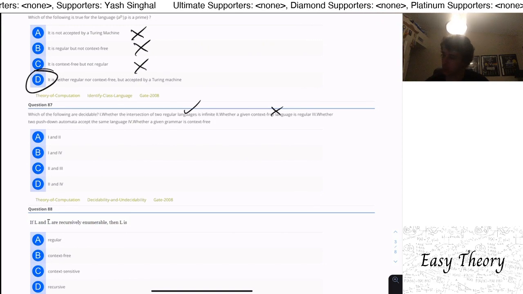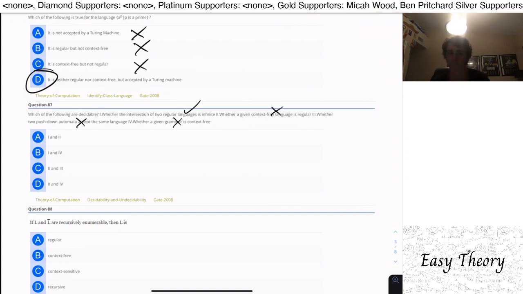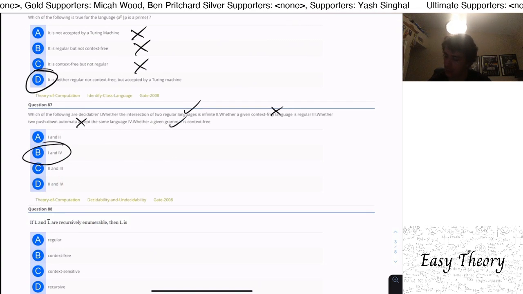Whether two PDAs accept the same language? Nope, you can't. Whether a given grammar is context-free? I don't think we can. Actually, that's kind of ambiguous because it depends on what it means by grammar. But I would assume that because there are only two answers here for every possibility, this one would have to be true. So I would guess. Okay.